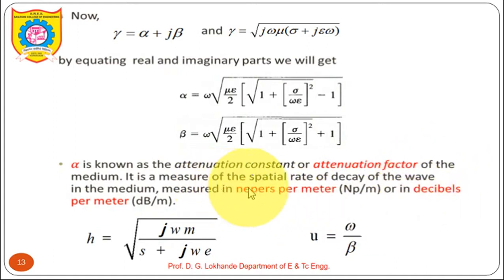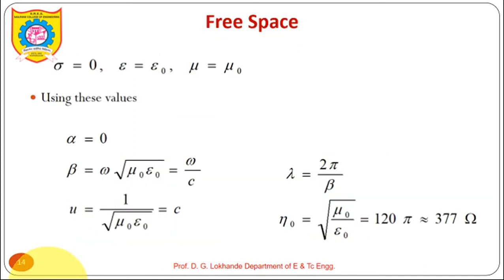It is a measure of the spatial rate of decay of the wave in the medium, measured in Nepers per meter or decibels per meter. Finally, we get the intrinsic impedance eta equal to the square root of j omega mu upon (sigma plus j omega epsilon), where u is equal to omega upon beta. So these are the components.